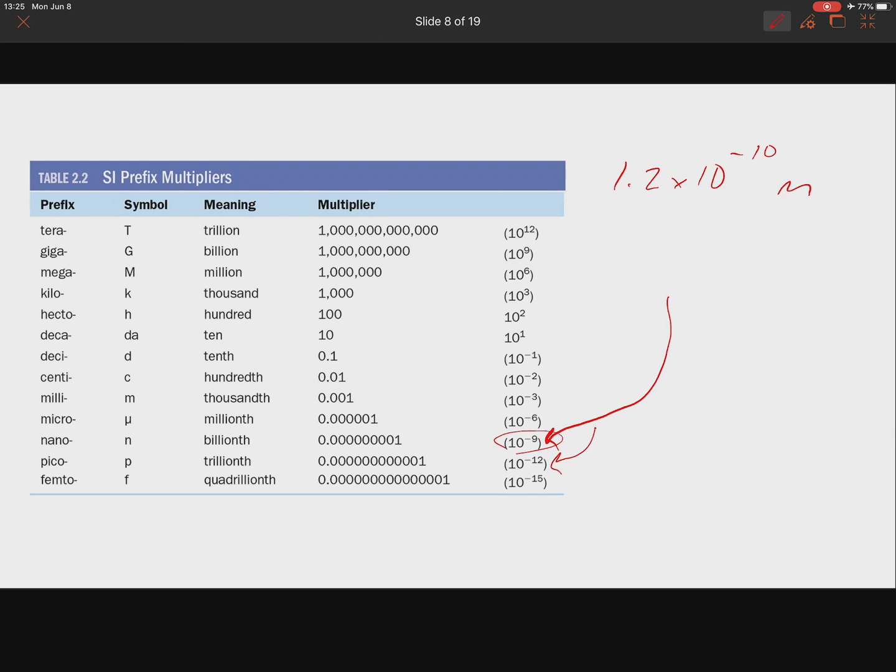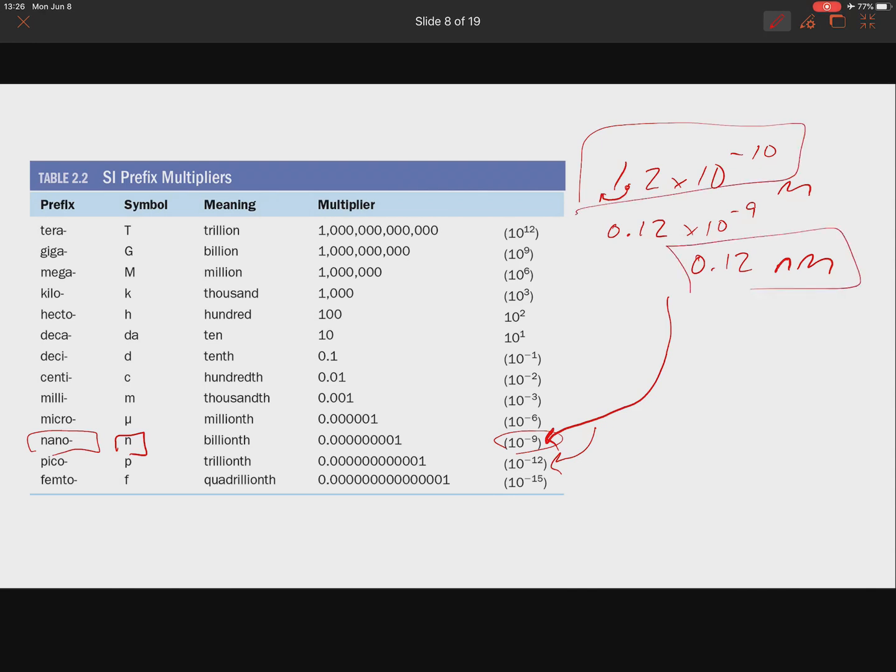So if I wanted to go 10 to the minus 9, my decimal's in the wrong spot, so I'd have to move it over 1. Now I would have a number like this, 0.12 times 10 to the minus 9, right? Because it's only moved over 9 places instead of 10 places. And then instead of saying 10 to the minus 9, I'd substitute that with nano, and we use a little n for that. So 1.2 times 10 to the minus 10 meters could just be 0.12 nanometers.